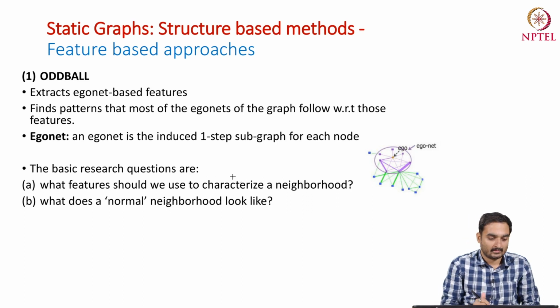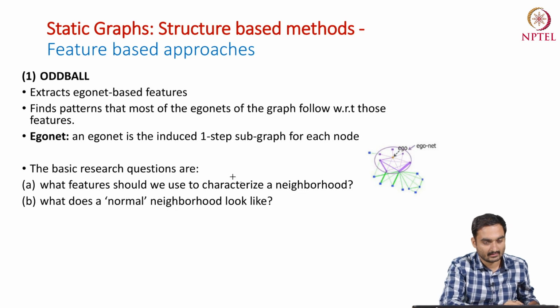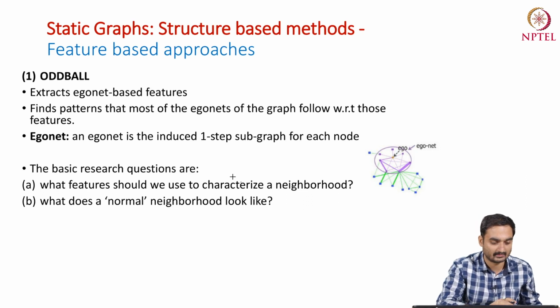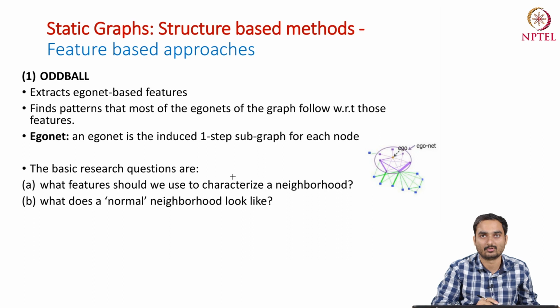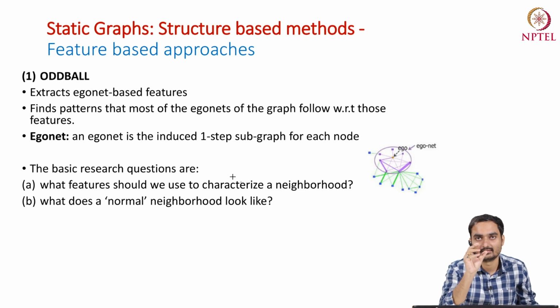Okay, all right. So the name of this algorithm is called OddBall. What it basically does is, first it extracts the egonet for each node.